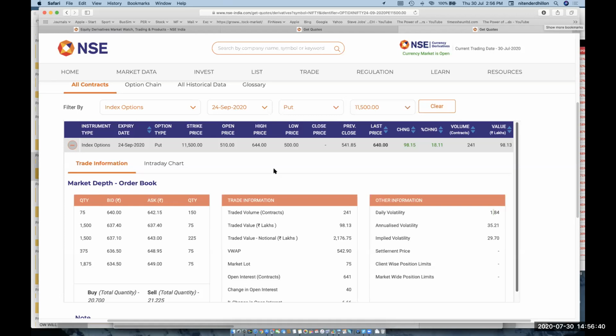So if the price falls, then the value will. Otherwise what benefit will you get? Let's say you're a mutual fund manager.